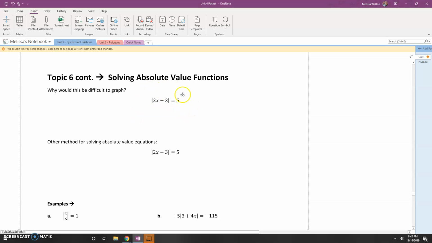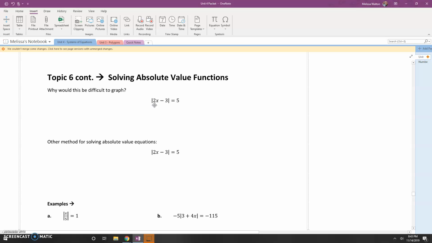Now, we are going to be introduced to a problem that's a little bit trickier, and that would be this one. In this problem, we have the absolute value of 2x minus 3 equals 5. And you guys might say, okay, Mrs. Walton, we could definitely graph that. Well, I think it's going to be harder than what you think. So this minus 3 tells me that we have gone to the right by 3.